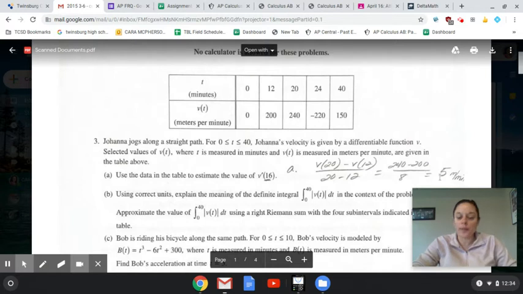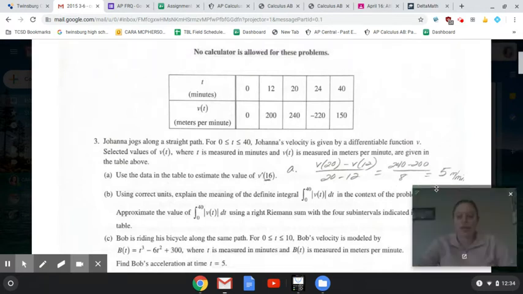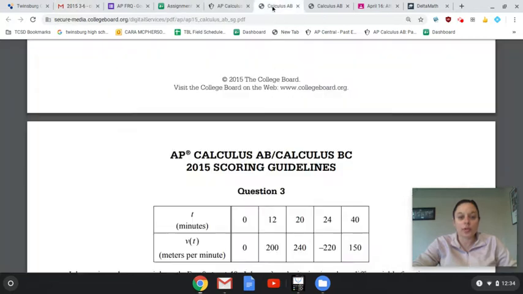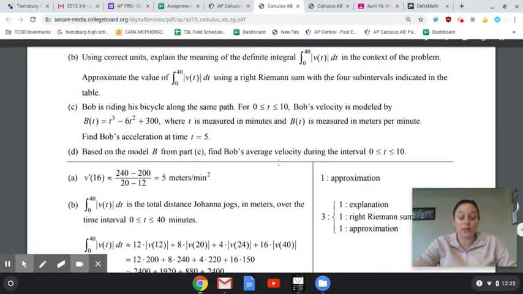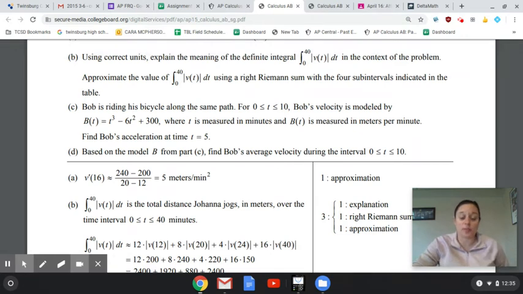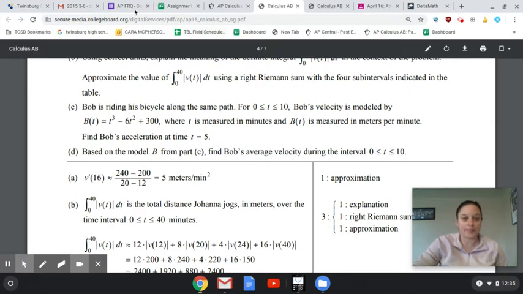I don't know how picky they would be on units. Usually if they want units, they actually state it. The units would be, it got cut off a little bit, meters per minute, or you can write it as meters per minute squared. For their scoring, for part A, they only gave 1 point. So I don't think they'd care much about units or work. As long as you got 5 using those values, you would get the first point.